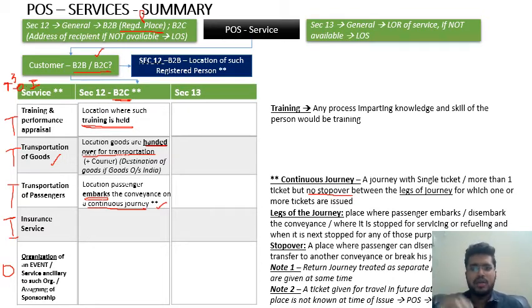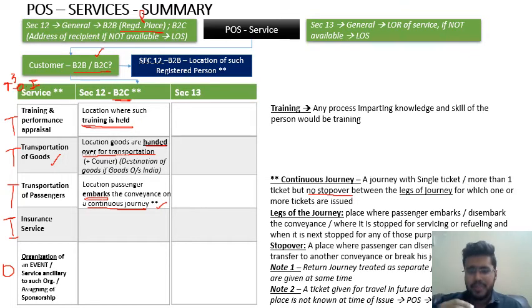Now you know in the Delhi region, the metro trains run across two different states. Now what will be the place of supply if you don't know which place you are going to board the train? So there, what does the law say? If a ticket is given for travel in future, and the embarkation place is not known at the time of its issue, right? So when someone purchases this metro card, he may not know exactly where he's going to embark. He might embark in Delhi, or he might embark in, let's say, Gurgaon or wherever.